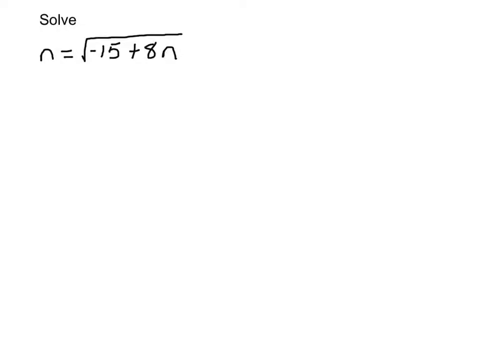Alright, we're asked to solve this radical equation right here. And basically what we're trying to do is get rid of, first of all, this square root symbol here. The way that we get rid of that is to square both sides. So I'll do that now.